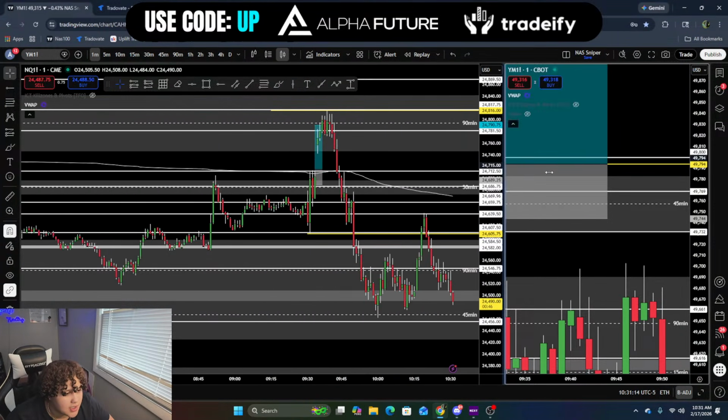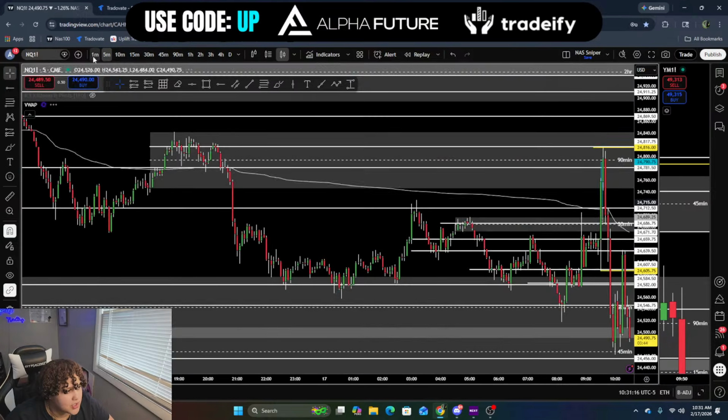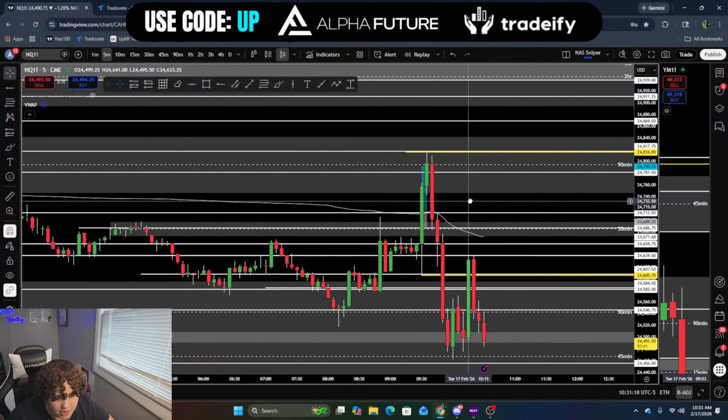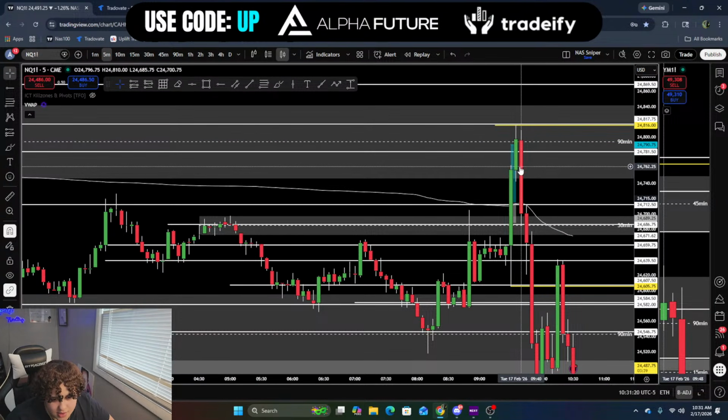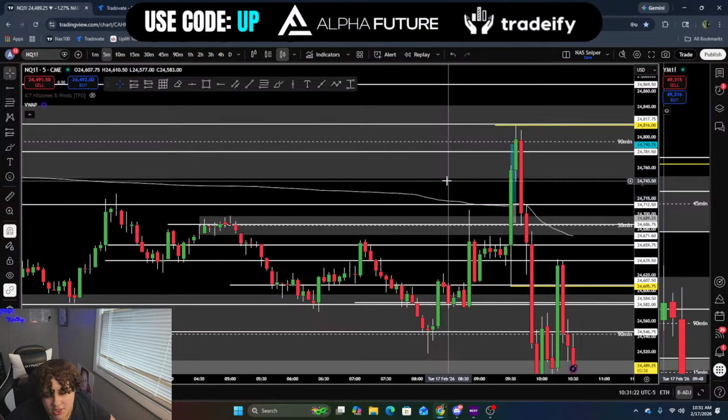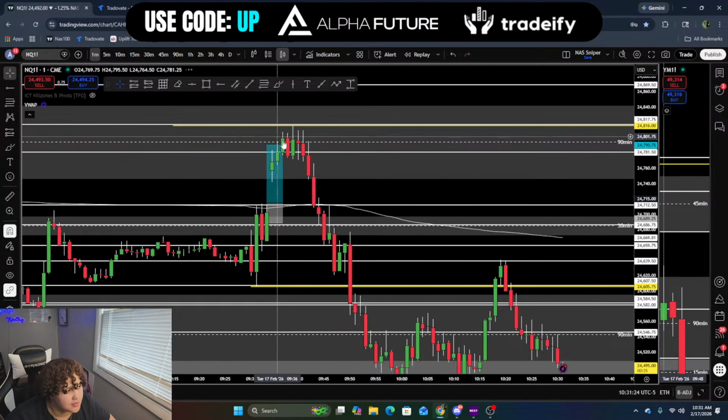The second and last trade, basically, I'm not going to journal this third trade that I took because it wasn't on my main accounts.